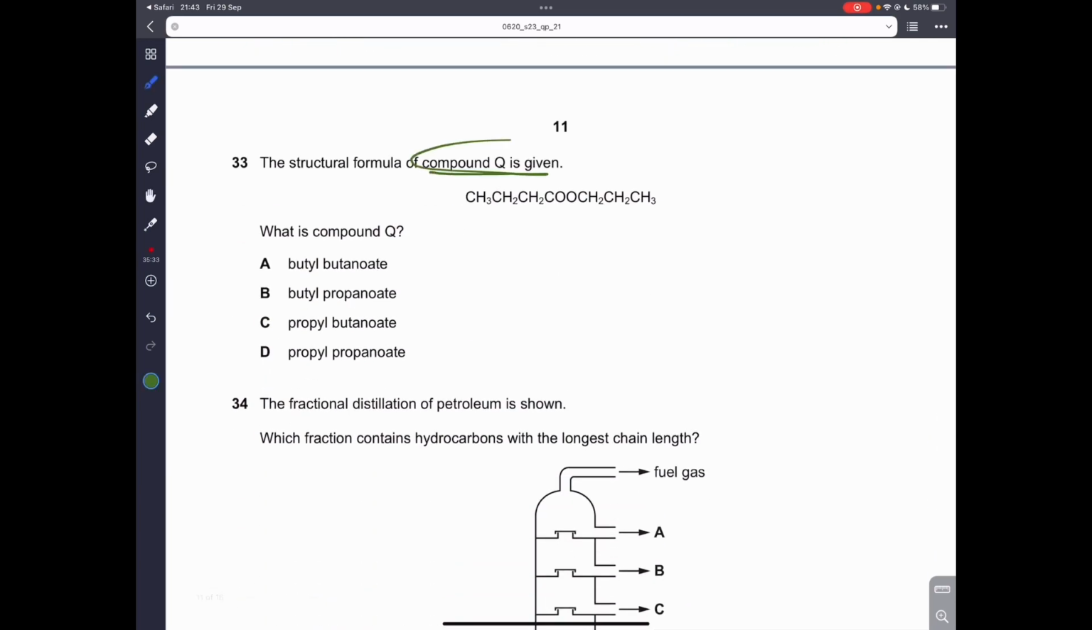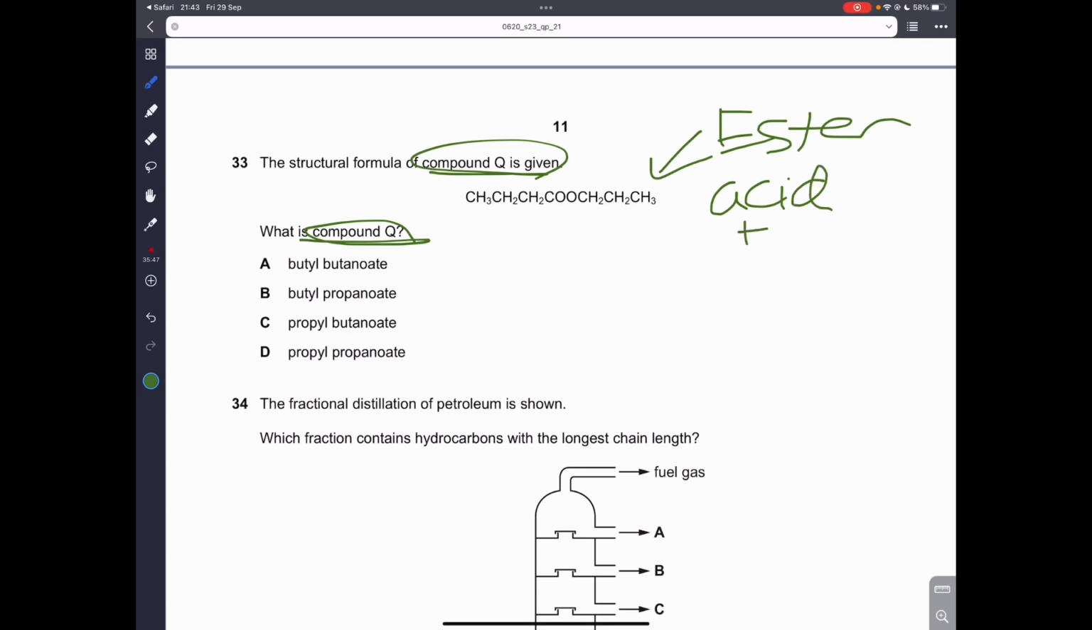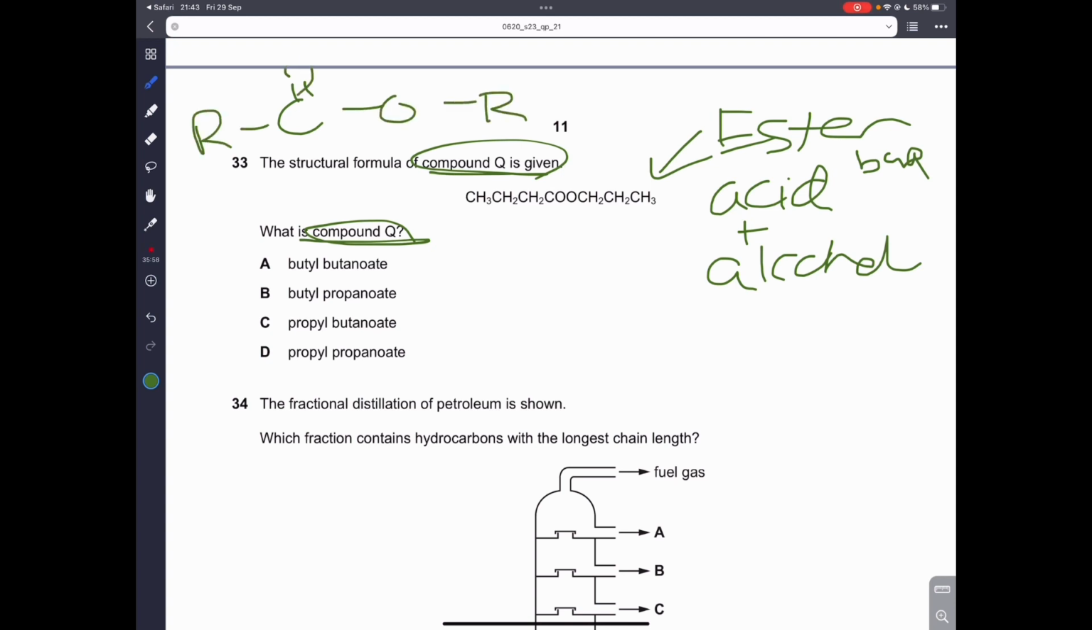33. The structural formula of compound Q is given. What is compound Q? Okay, so this is looking like an ester. An ester is made when a carboxylic acid reacts with an alcohol, and it forms an ester bond, which has the formula COO. This R is basically a general symbol for anything that can be attached to this C and O. So we can see there's a COO there. We are going to cut this formula after this second oxygen, COO.